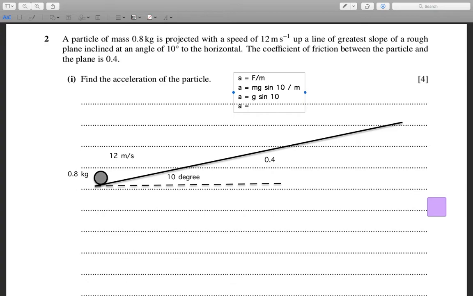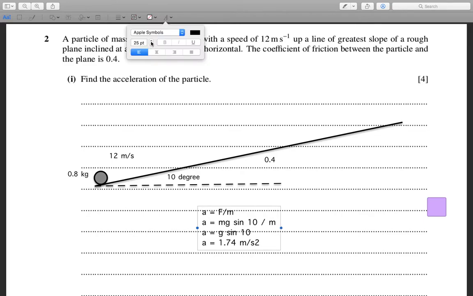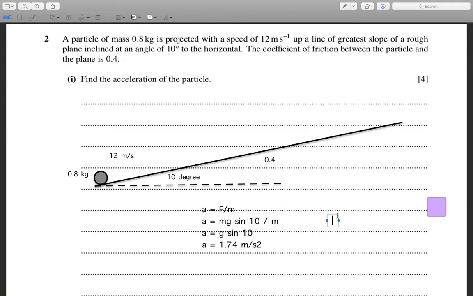I'll use the calculator. Then sine times 10. This is around 1.74 meters per second squared. Okay, finally we get the acceleration around 1.74 meters per second squared.